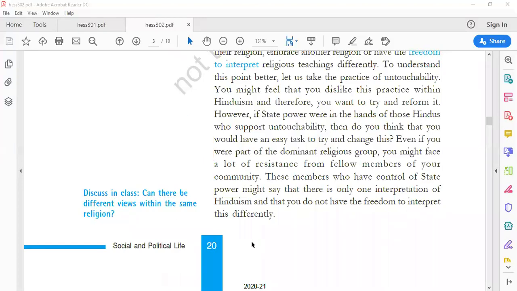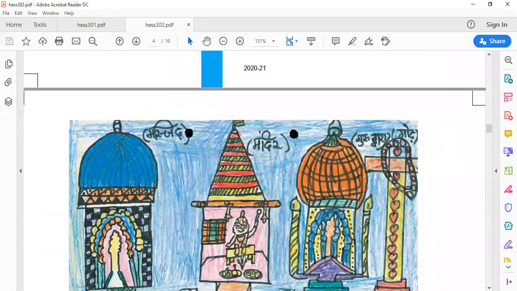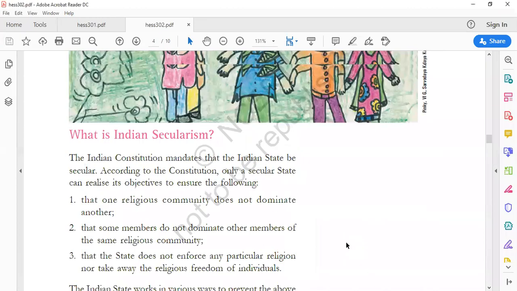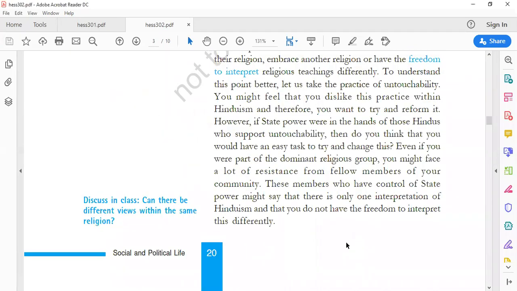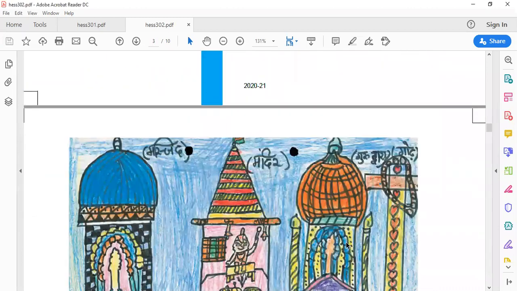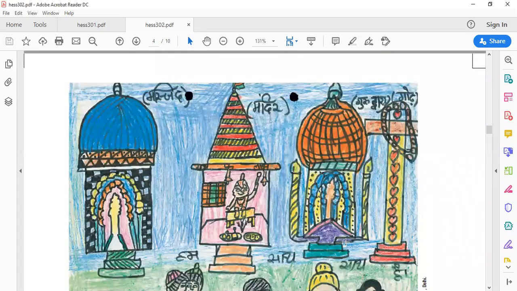Right. And that is what is given in your right to religious freedom. Okay. Now discuss in class. Can there be different views within the same religion? Obviously, within one religion there can be different views.